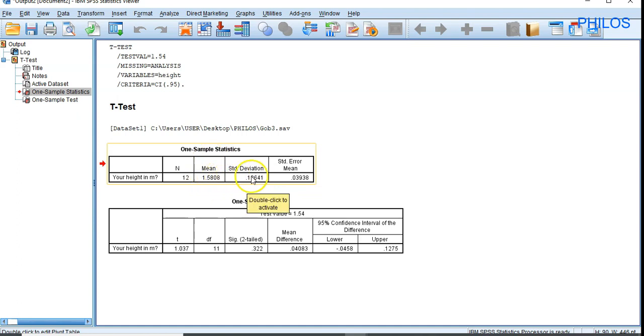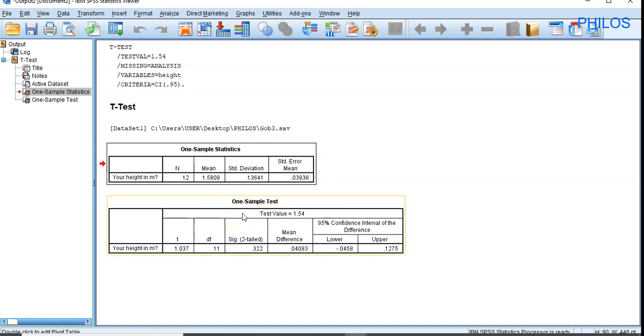Okay, and then the standard deviation is 0.13641. And then the standard error of the mean is 0.03938. Standard error is standard deviation divided by square root of n. You take your calculator and put on it 0.13641 divided by square root of 12. You see that you will definitely get 0.03938.